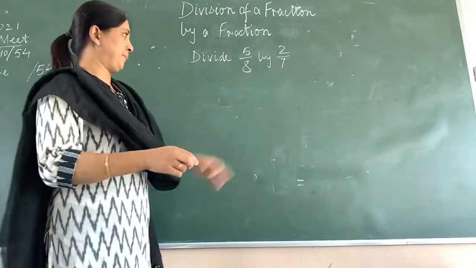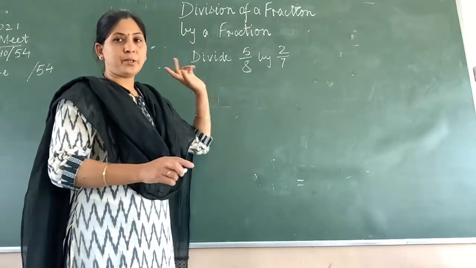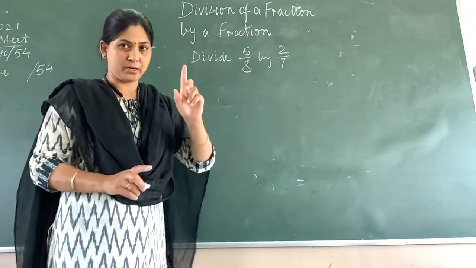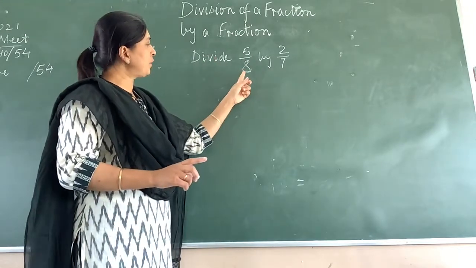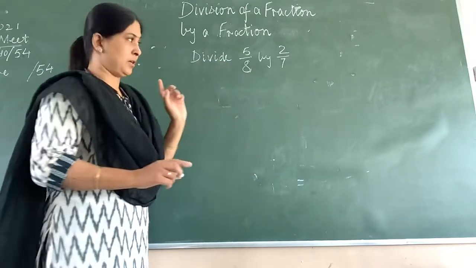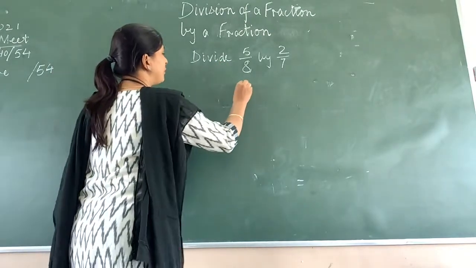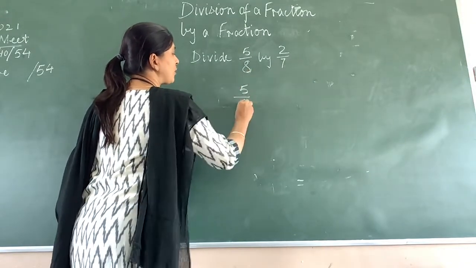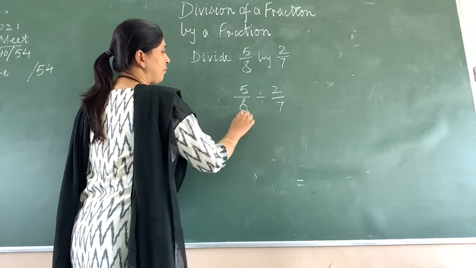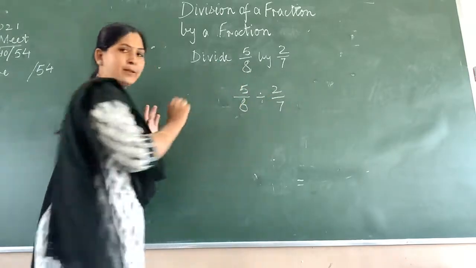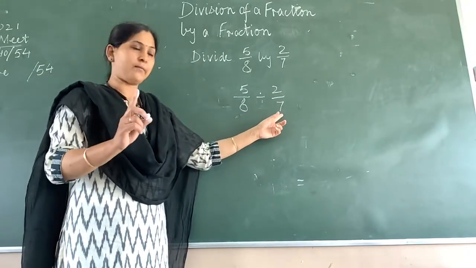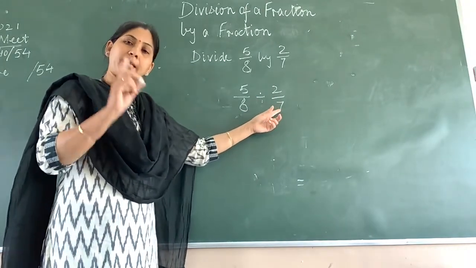Now children, see. What will we do? We'll find the reciprocal of the second fraction and multiply the first fraction by the reciprocal of the second fraction. But in step 1 first, we have to write both the fractions with the division sign in between. So we'll write 5 over 8, we have to divide it by 2 over 7. Now what is the second fraction? The second fraction is 2 over 7. So we'll find the reciprocal of the second fraction first.